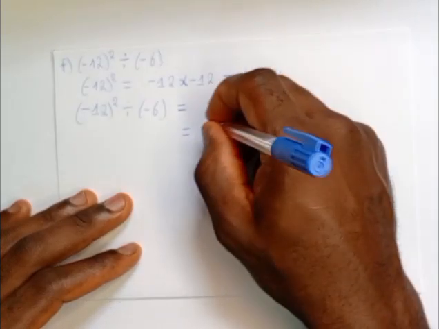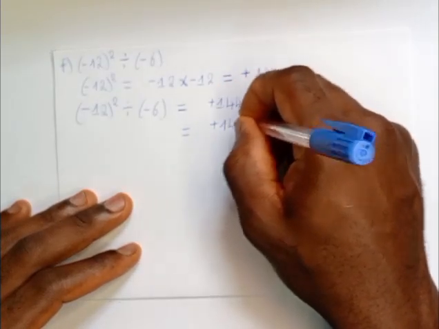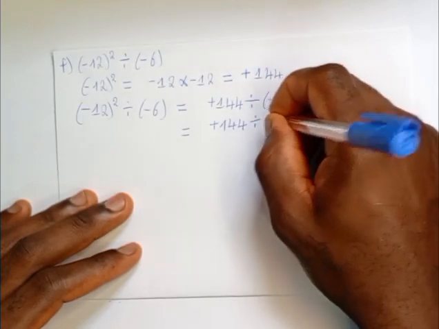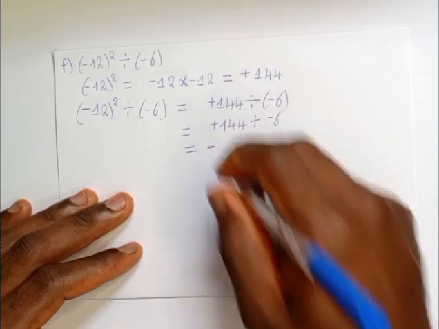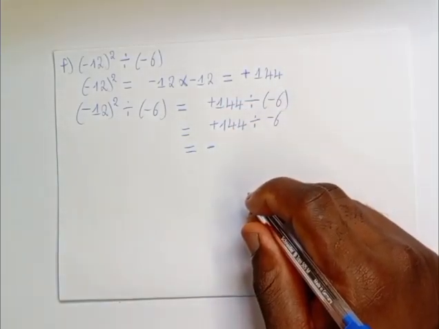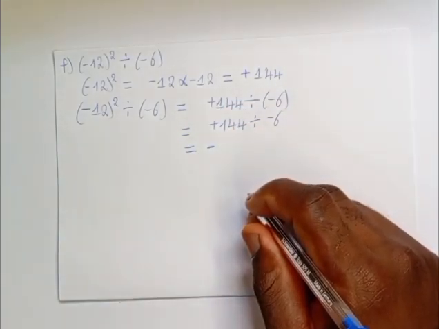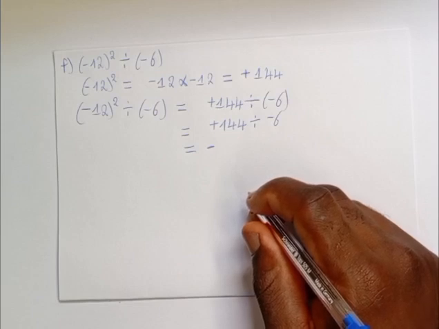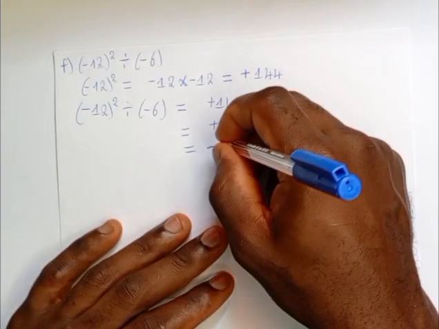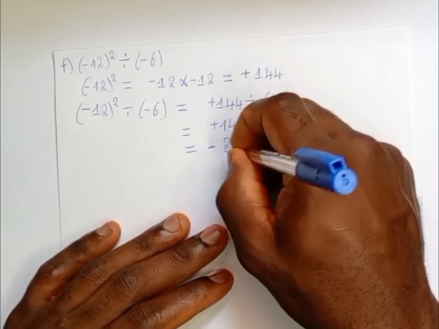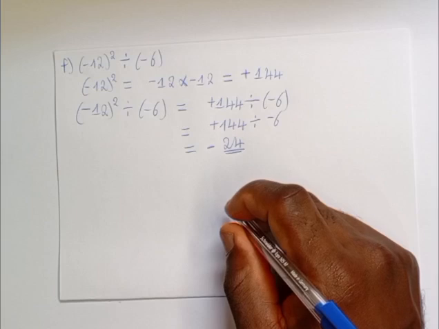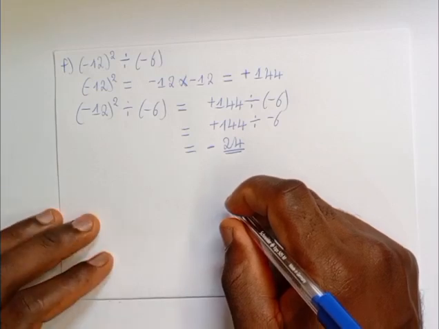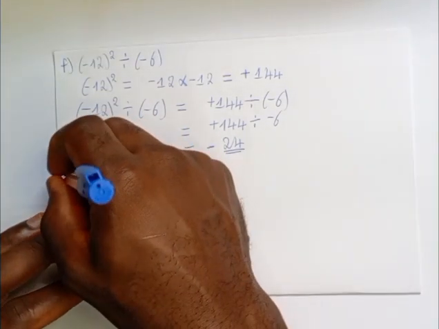And this will simply be equal to positive 144 divided by negative 6. We are dividing a positive number by a negative number. The resulting sign will be negative. Next, we have to divide the absolute values. We divide 144 by 6. This will give us 24. Therefore, negative 12 squared divided by negative 6 gives us negative 24. We go now to G.